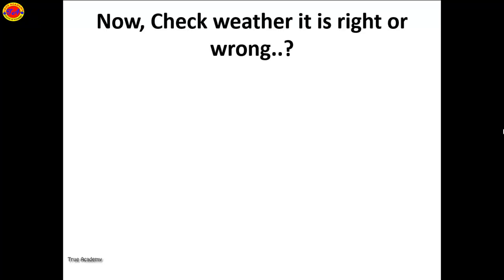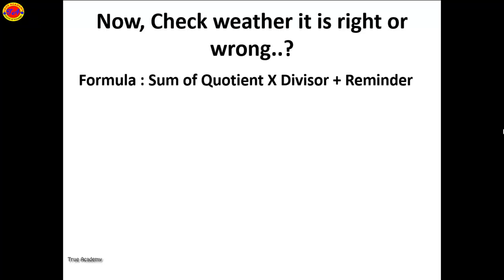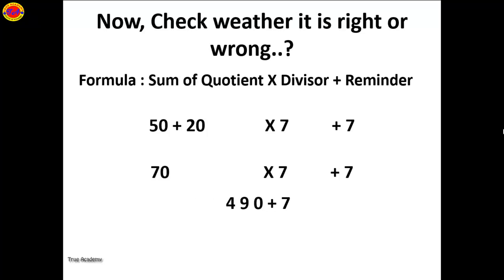Now let's check whether it is right or wrong. Formula: you know that the sum of quotient into divisor plus remainder. So 50 plus 20 is the sum of the quotient and the divisor is 7 plus remainder. 50 plus 20 will give you 70. 70 into 7 is 490, and plus 7 we get 497. So that is correct.